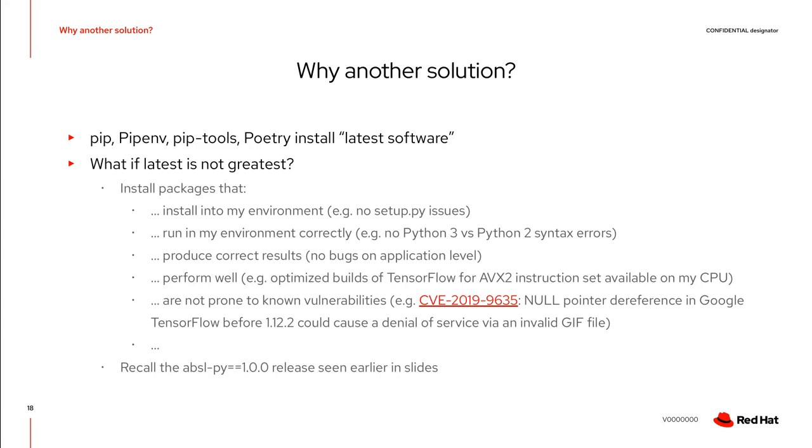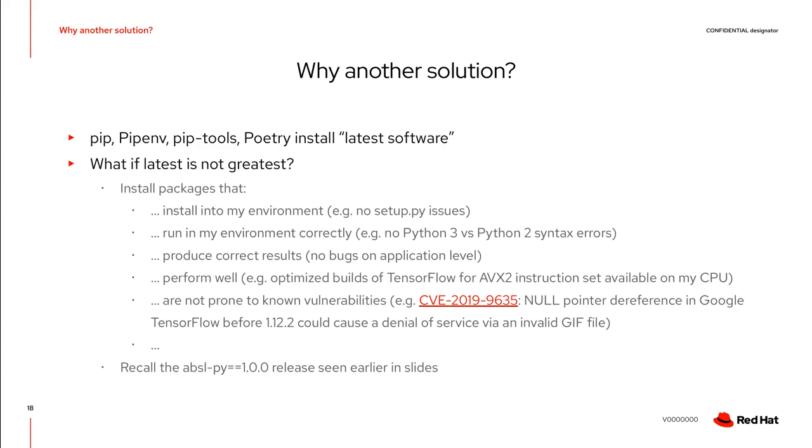Then we want to install software that runs in the given environment. So if we are running Python 3, we don't want libraries that are not Python 3 compliant, for example. Or if there are some breaking changes in Python across releases, we want to run software that respects these changes. Then we want to install software that correctly runs, so there are no bugs on application level. We want to install software that performs well.